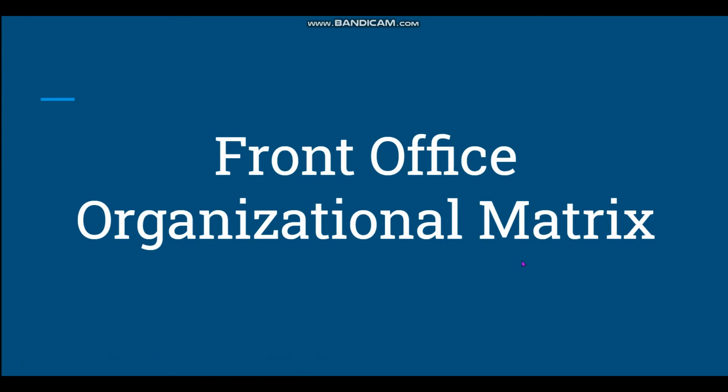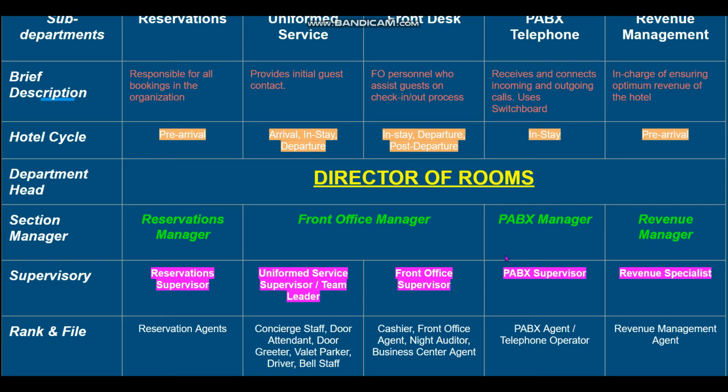So, first and foremost, I have to introduce you to the front office department, particularly their organizational matrix. So, this is basically the standard operational departments of the front office. So there are sub departments. We have the reservations, the uniform service, the front desk, the PABX telephone, and the revenue management.